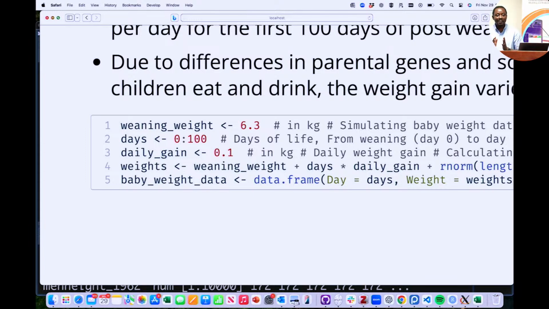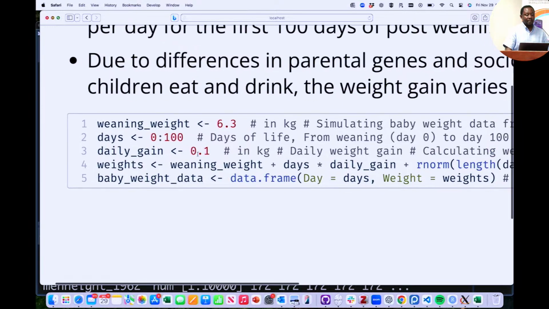High school now, right? If on a daily basis I gain 0.1 kgs, how many kgs do you expect me to have gained at the end of 100 days? 10. And if I am 6 kgs, so what will be my kgs? 16, right?